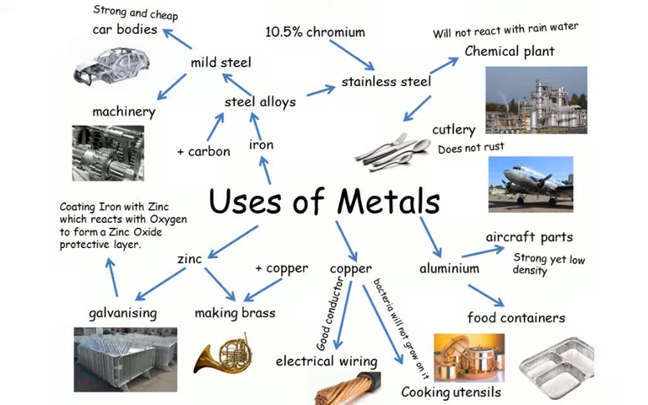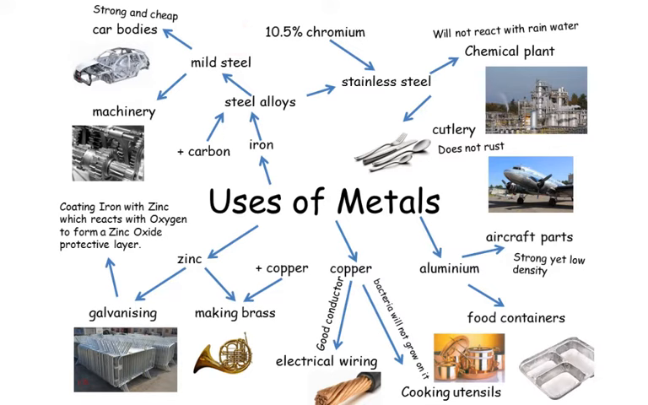Hi guys, today we're going to talk about uses of metals. So we need to talk about iron, aluminium, copper and zinc. Now, if you add a small amount of carbon to iron, you can end up producing steel.